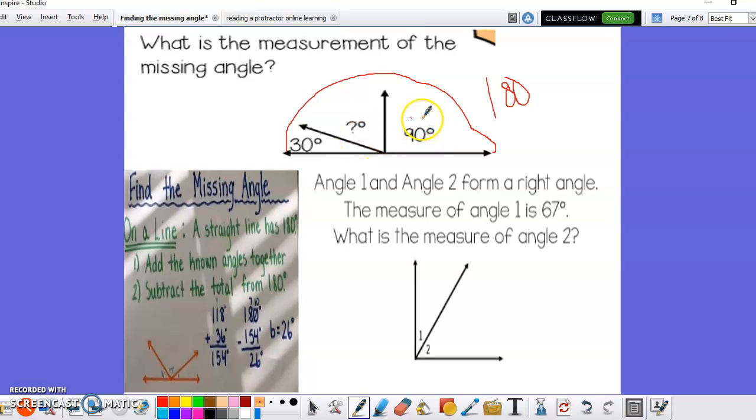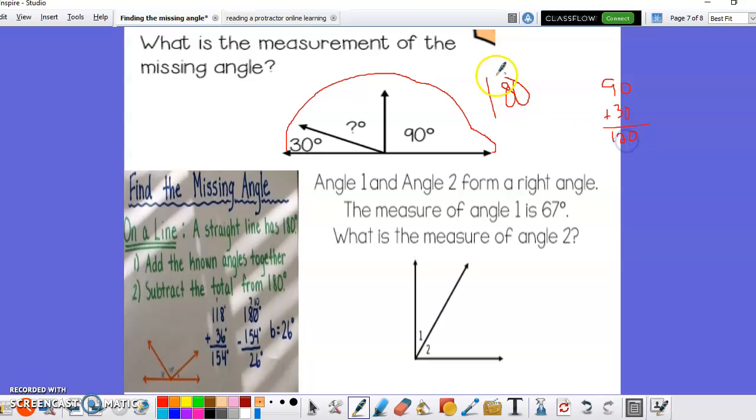Well, I can add up what I have. So this angle here is 90. This angle here is 30. And looking at this angle, I know it's going to have to be acute because it's not going to be a 90-degree angle. And I know that it's not going to be obtuse because it's still too small. So I'm going to add up what I have, 90 and 30. And that gives me 120 degrees.